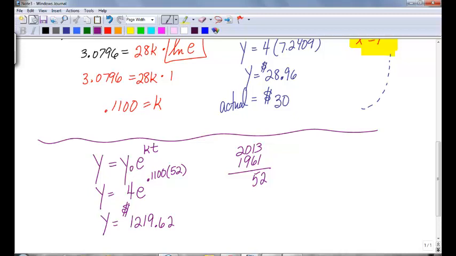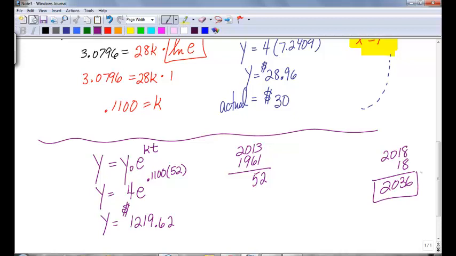If it continued to go up exponentially, it would have cost you $1,219.62. Now let's make this a little bit more interesting. Let's extend this out. Let's give you like 5 years, so 2018. And then let's say you have a kid. So we got 2018, and then we got probably 18 more years. What's it going to cost you to send your kid to prom?